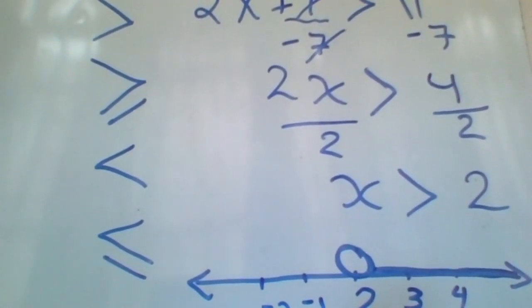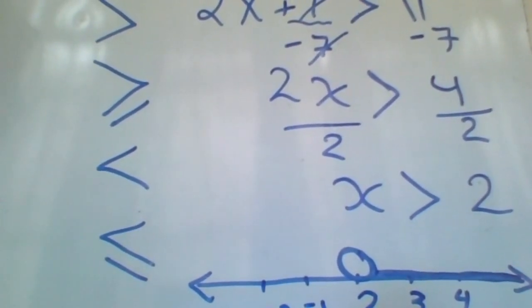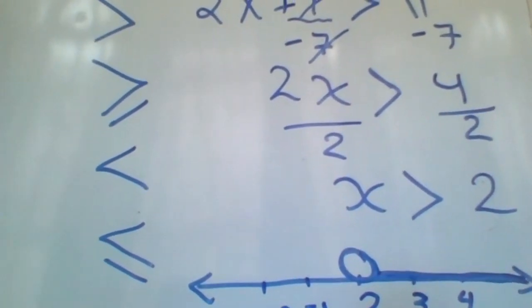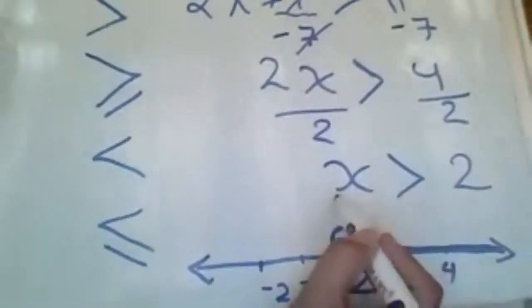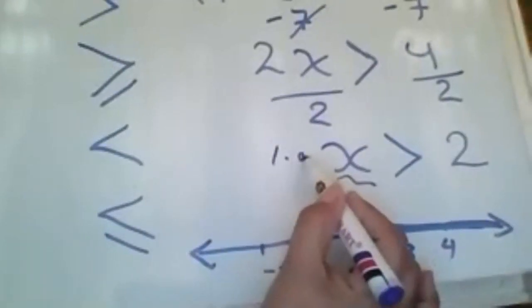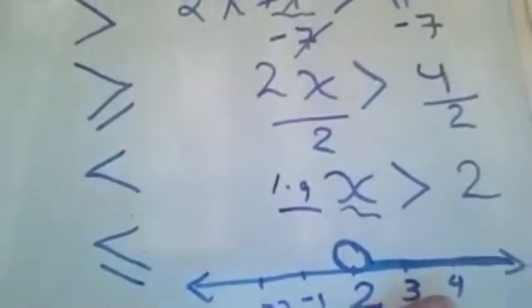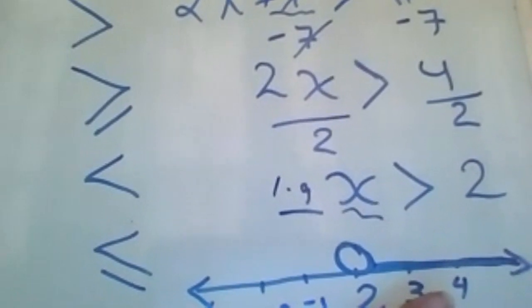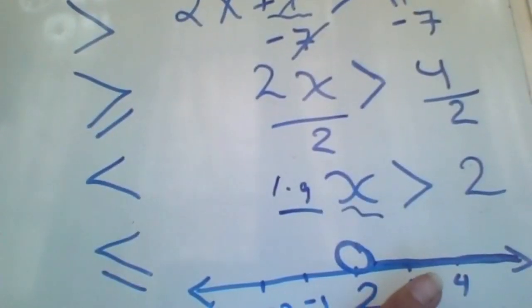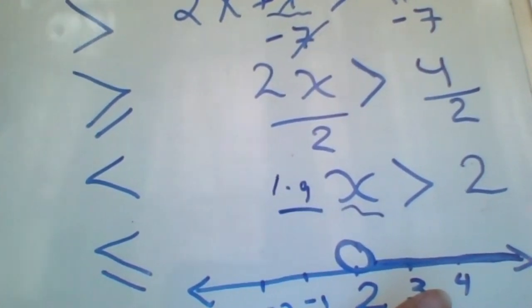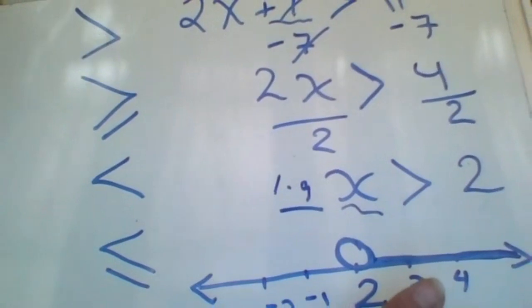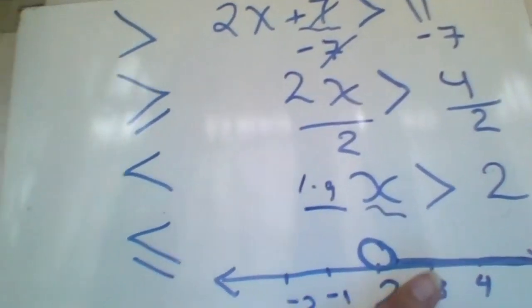No, it must be greater or equal to, so we will not accept it. Yes, Abdurrahman. If I remove x and put 1.9 instead of it, will it be a correct answer? No. Why? Because 2 is more than 1.9, and the inequality in this case will be wrong. Okay? Thank you so much.